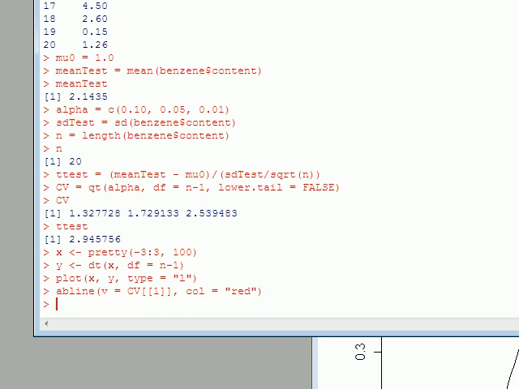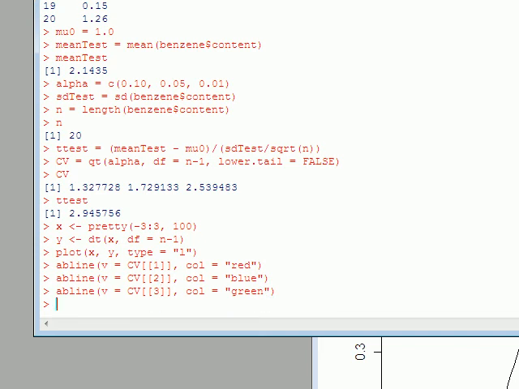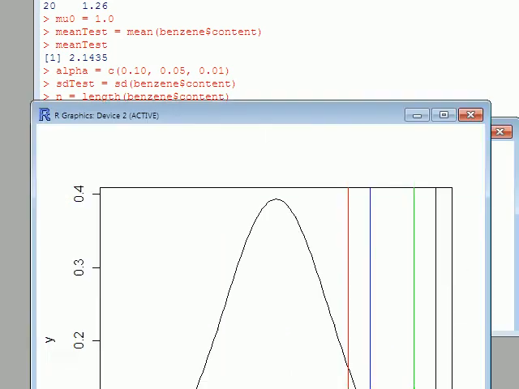Now this is a good opportunity to reuse the command. I want it to be blue, and I want the second one for the 5% chance of making a type 1 error. And now let's make this one green. Okay, and this will be the third one. And now let's put on there the test value itself in another color, use black, and this will be the t of the test value. And let's see what we got graphically.